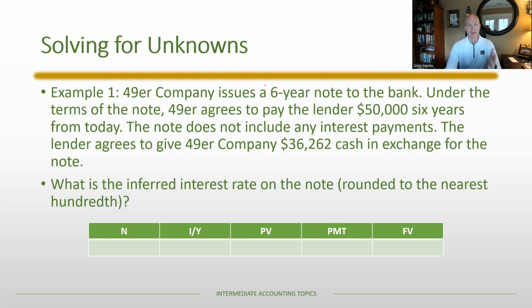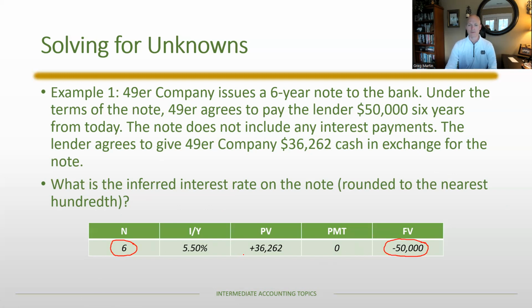And so in each of these, you need to map, what is the N, what is the I/Y, what is the PV, what is the payment, what is the FV? The first step, though, is to figure out what is it that I'm solving for. And in this case, I am solving for an inferred interest rate. When I put everything into my TVM calculator, I know that the N is 6, says that the payment is happening 6 years from now. I know that at the end of 6 years, from 49er Company's perspective, I'll be making a payment of $50,000.